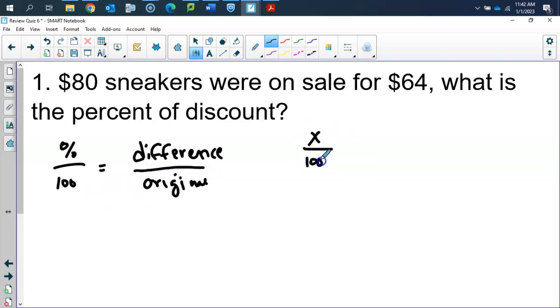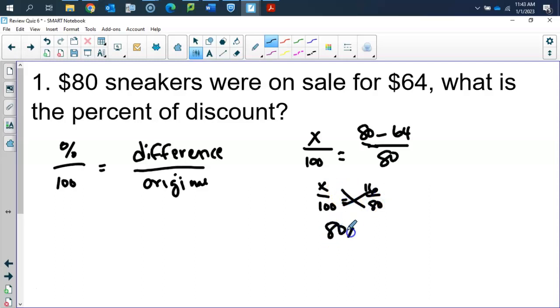So x over 100 equals, what is the difference in these two numbers? Well, difference means we're going to subtract 80 minus 64 over the original price was 80. That's the key. You need to make sure you have the original price in the denominator. So this will be x over 100 equals 16 over 80, cross multiply, 80x equals 1600, divide both sides by 80, and you get x is 20%, and it would be off. That's the discount.